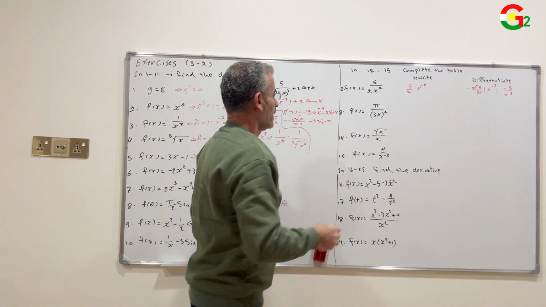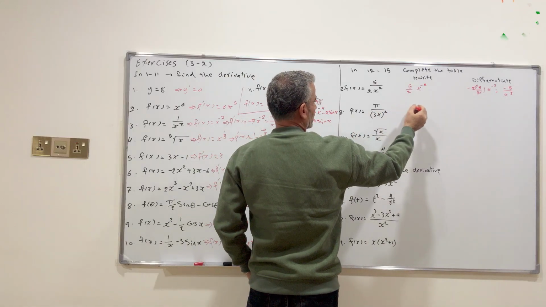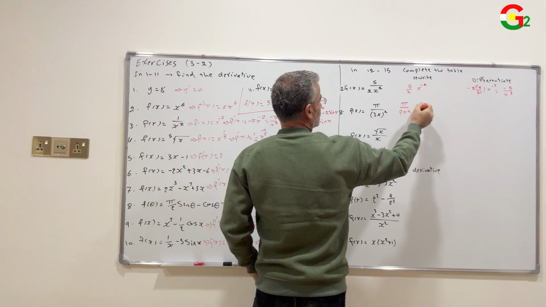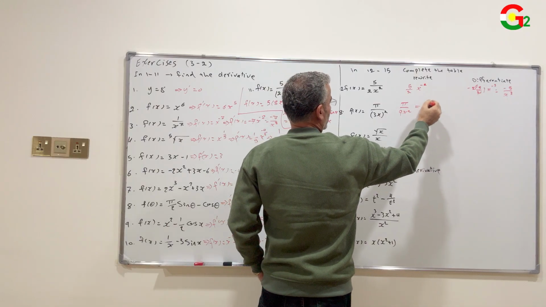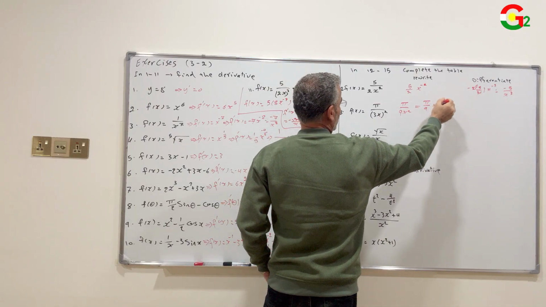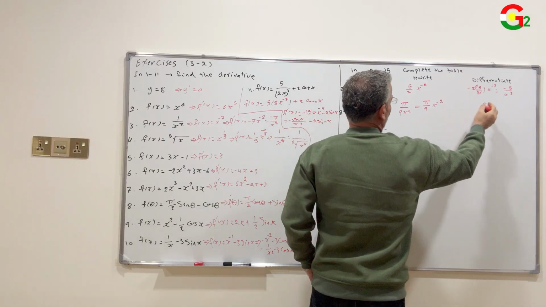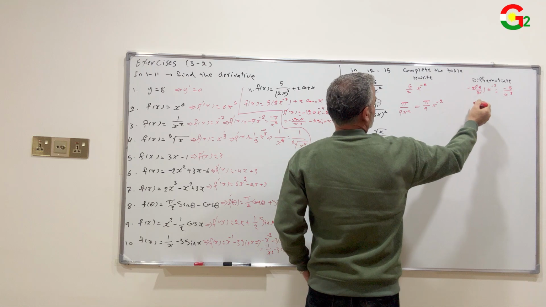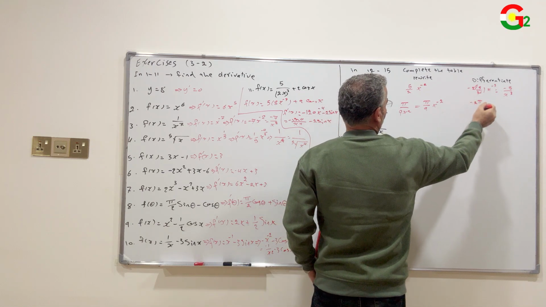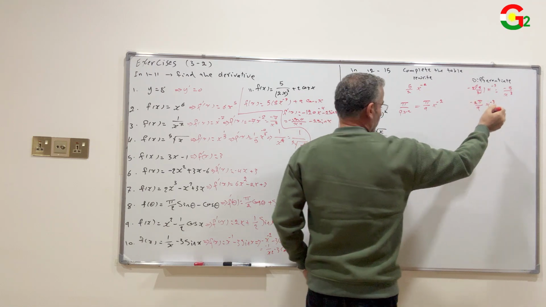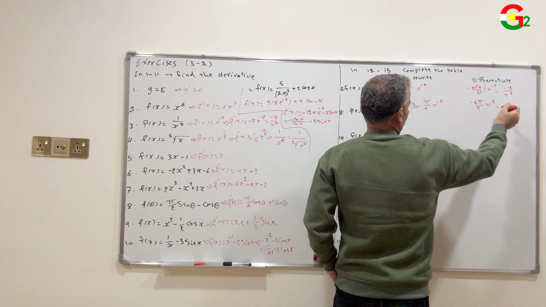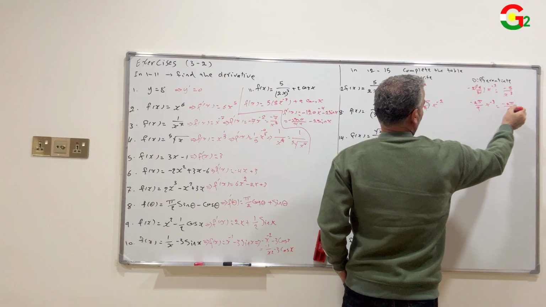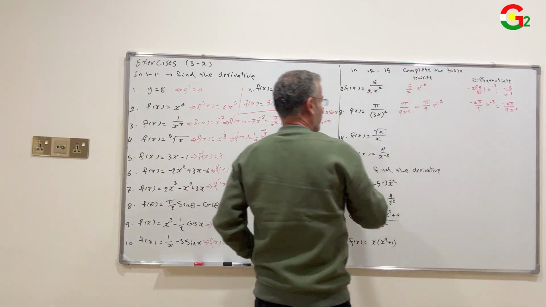f of x equals (pi over 3x)^2. Rewrite it as pi over 9x^2, equal to pi over 9 x to the negative 2. Then the derivative is negative 2 pi over 9 x to the negative 3, equal to negative 2 pi over 9x^3.